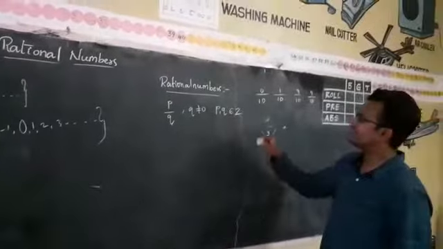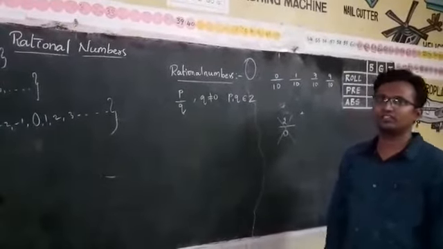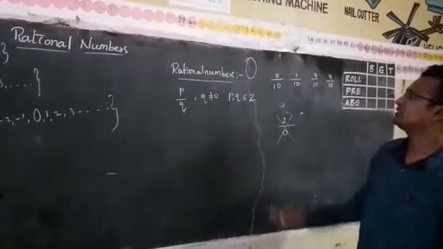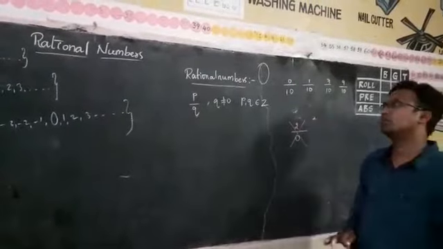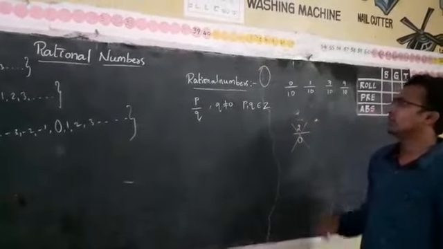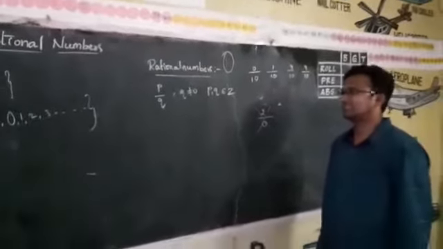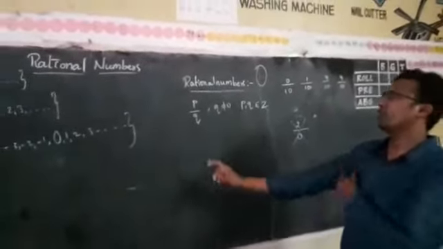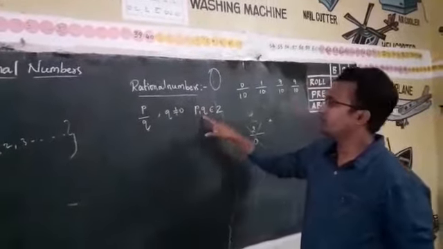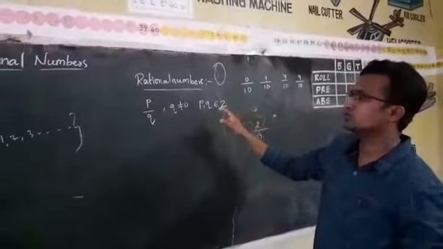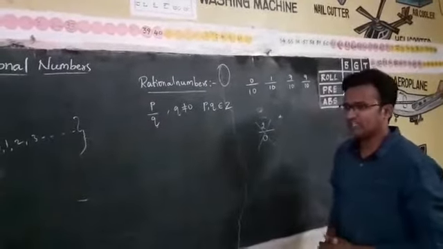And if I ask whether 0 is a rational number, I can say yes, 0 is a rational number. Why? Because 0 can be written as 0 by 10, 0 by 1, 0 by 2, 0 by 100 also you can write, and that's nothing but a rational number. That means the number which can be written in the form of p by q, where q should not be equal to 0, and p, q should belong to the set of integers. So this is called rational numbers.